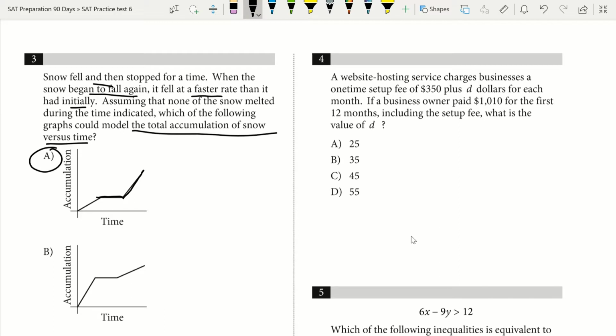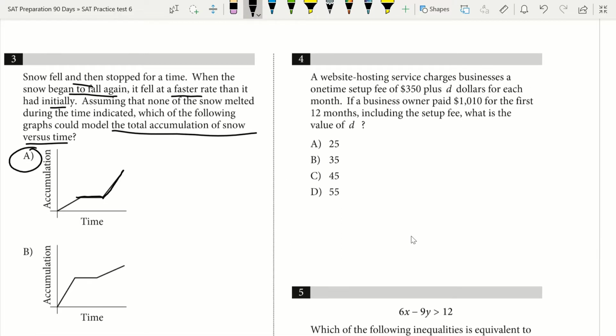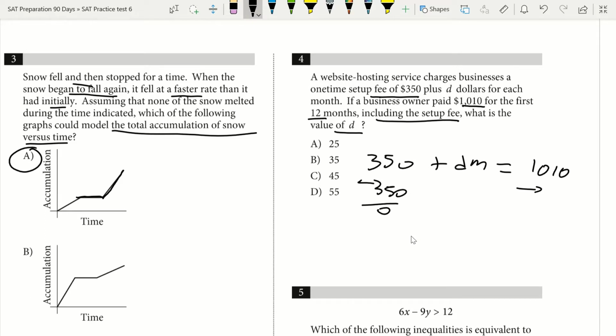All right, question 4. A website hosting service charges its businesses a one-time setup fee of $350 plus D dollars for each month. If a business owner paid $1,010 for the first 12 months, including the setup fee, which of the following could be the value of D? We just set this equal to 1010. We subtract 350 from each side to get rid of that setup fee. We know that he had 12 months, so that's plus 12D. Then we divide each side by 12 and solve for D.